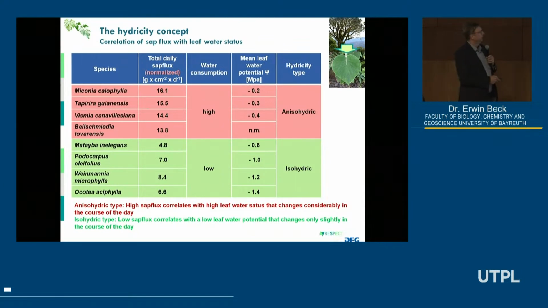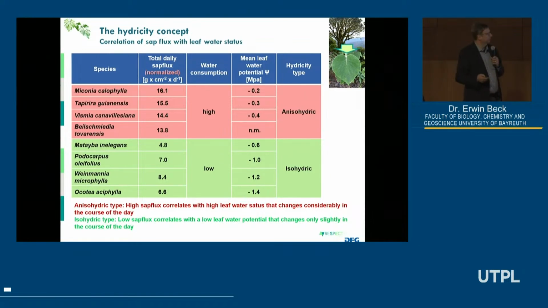Let's also look here at the quantitative numbers for the anisohydric group. Interestingly, we find relatively high maximum sap flux rates, however, with a high daily amplitude, as I said, and at the same time, these tree species have a relatively high mean leaf water potential. In contrast, the isohydric trees have a relatively low leaf water potential, and also a low total daily sap flux amount.